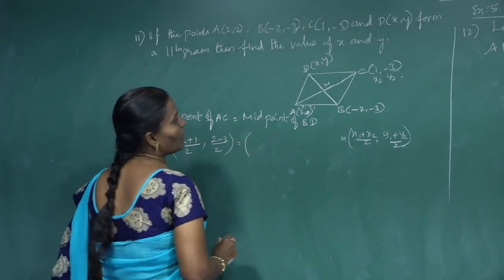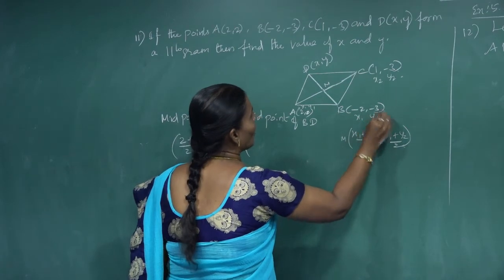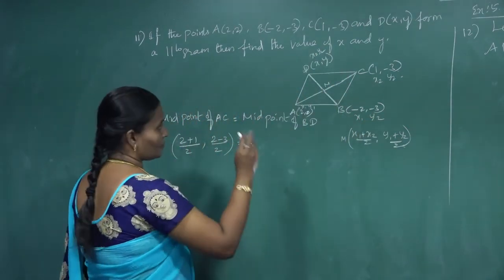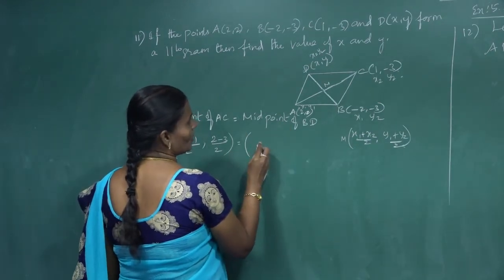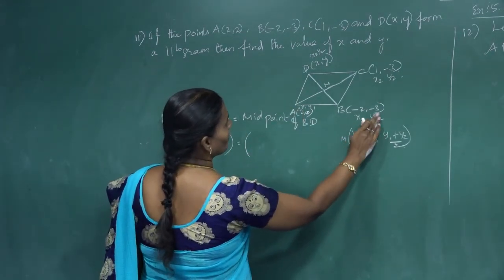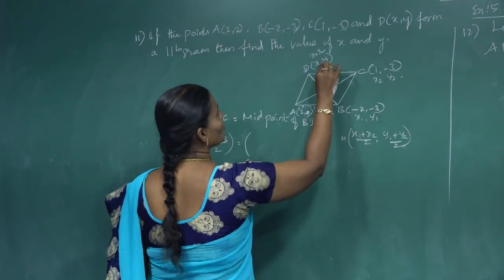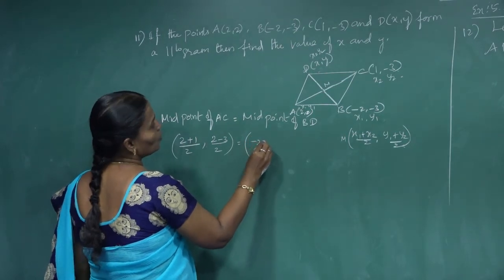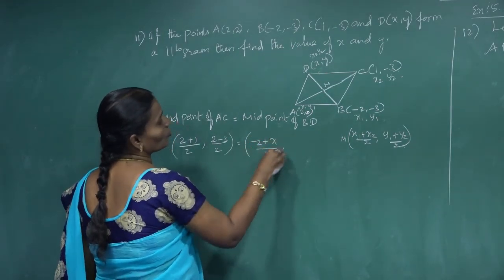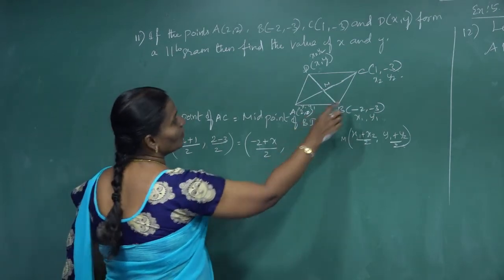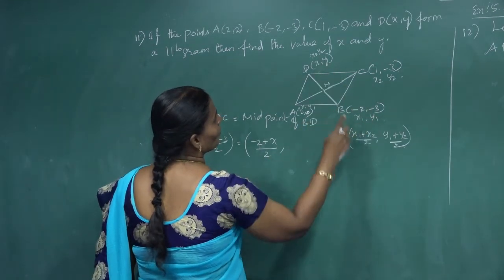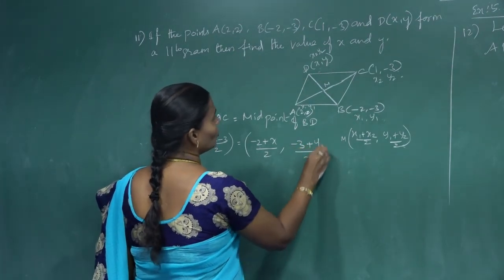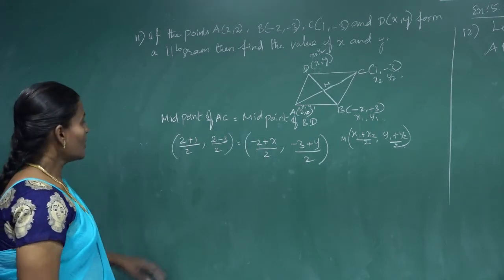Now what is the midpoint of BD? Consider this as x1, y1 and this as x2, y2. So x1 plus x2 means minus 2 plus x by 2. Then y1 plus y2, y1 is minus 3, plus y by 2. Understand, children? These two are equal.